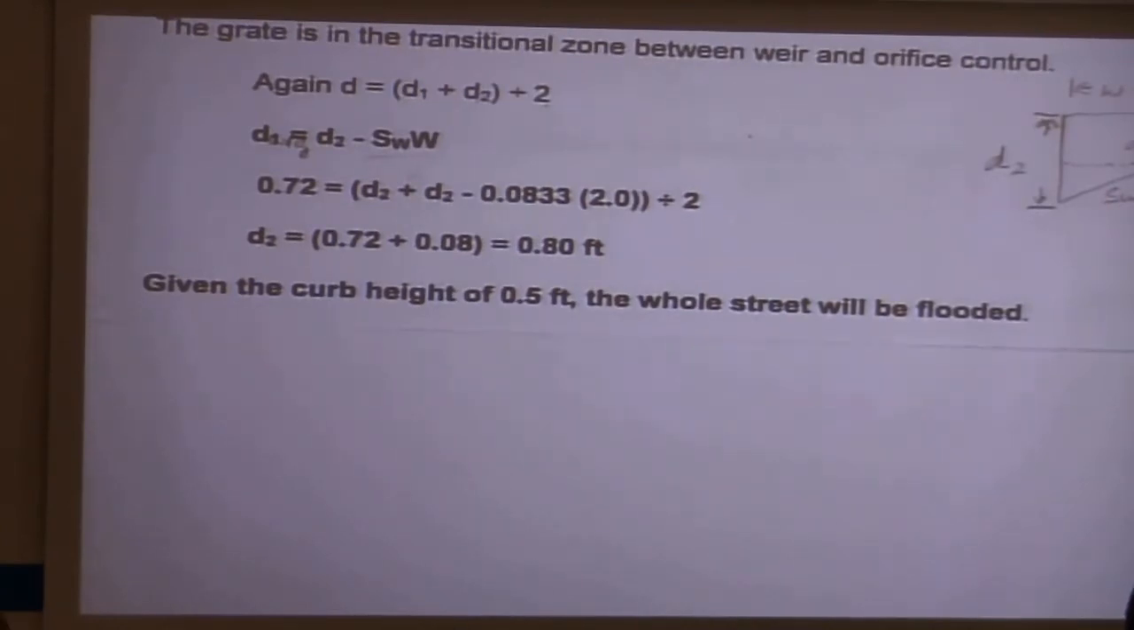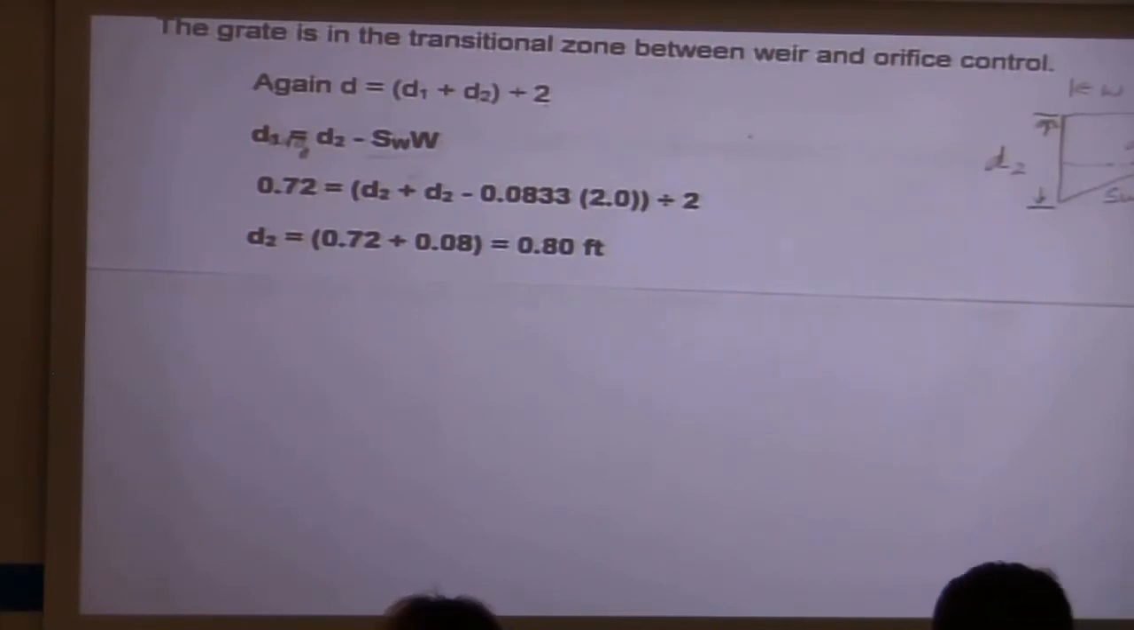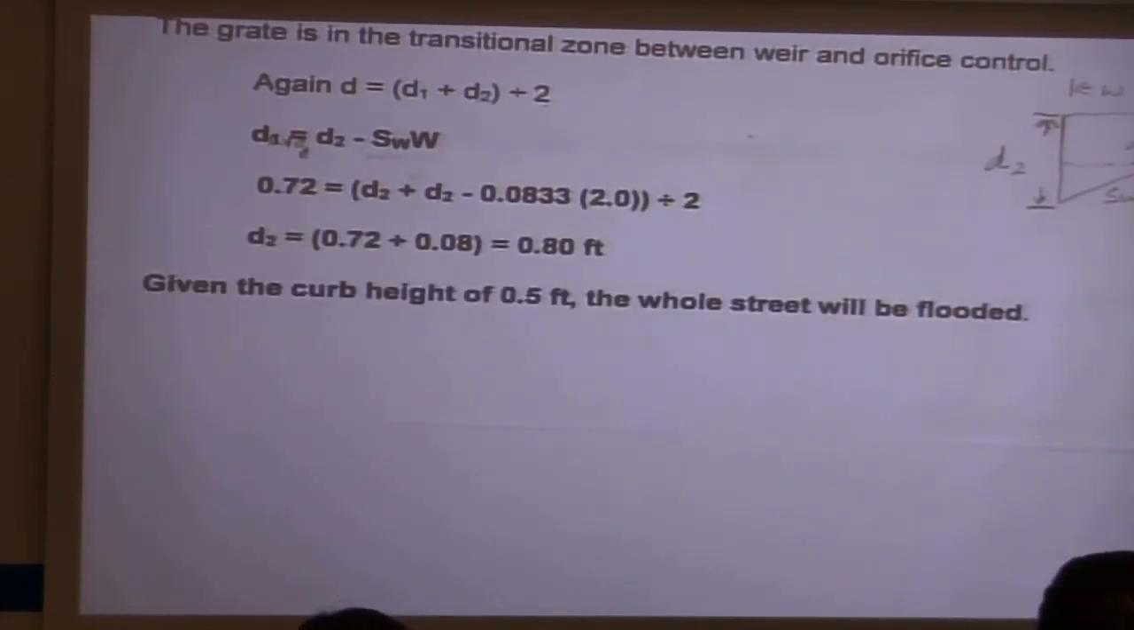So if the curb height is at 0.5 and our D2 is at 0.8, what's going to happen? Yeah, the whole thing is flooded, right? The whole thing is flooded. It went over the curb and it's over everywhere.